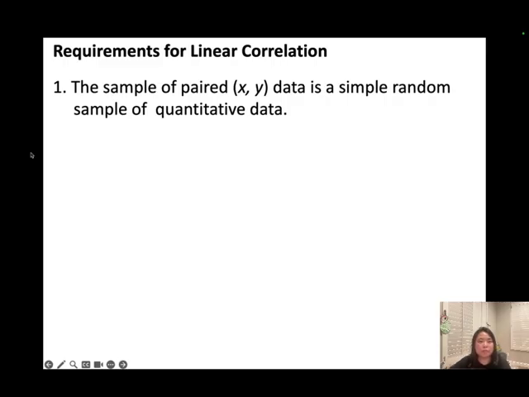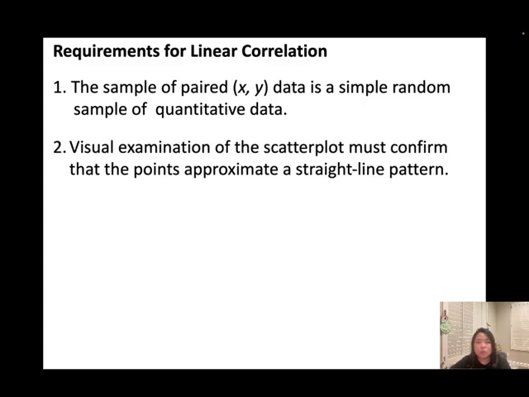Okay, look at the requirements. The sample of paired data is a simple random sample of quantitative data. Okay, it has to be a simple random sample. Second one, visual examination of the scatter plot must confirm that the points approximate a straight line pattern. So before finding R, we have to use the sample data to construct the scatter plot, and then we have to make sure they do have the straight line pattern.